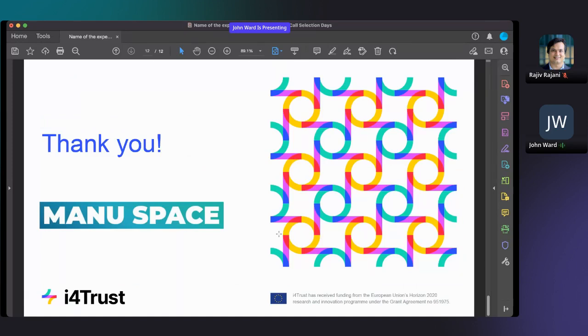Thank you. That is the ManuSpace experiment, and we're trying to unlock the value of contract manufacturing data by sharing it between consortium partners.